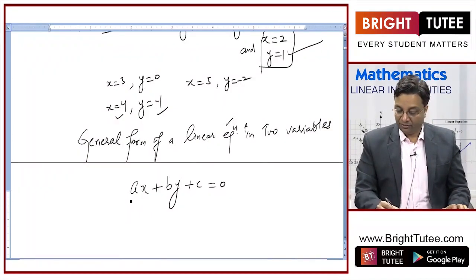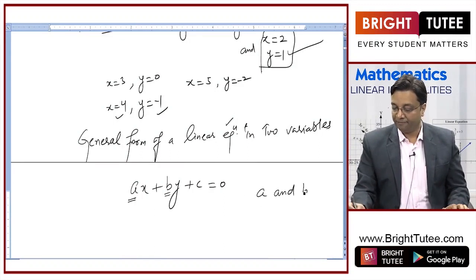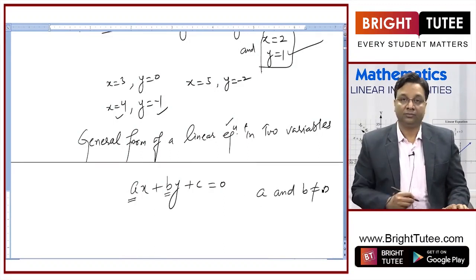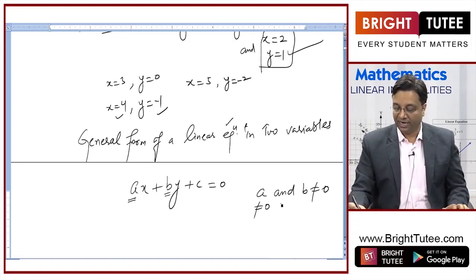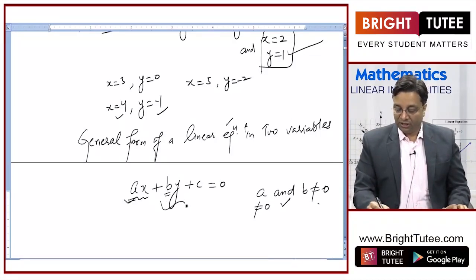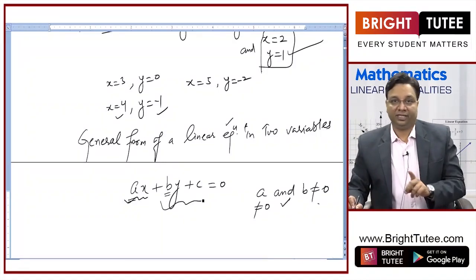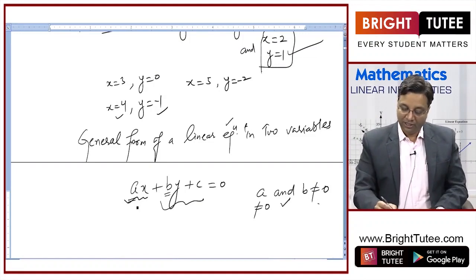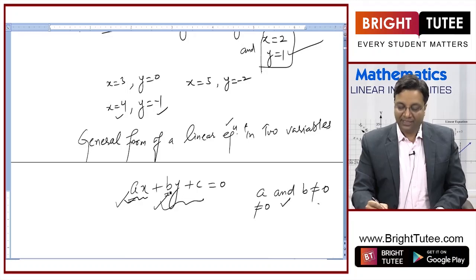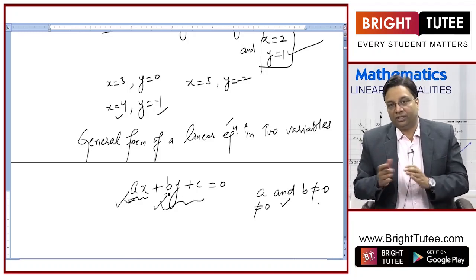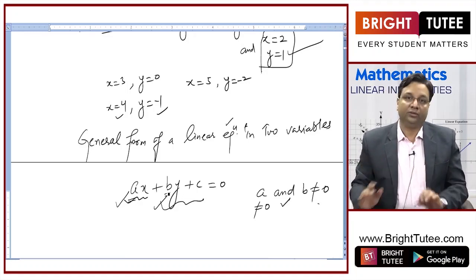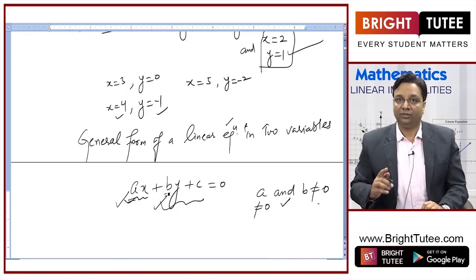Now the key is that a and b cannot be equal to 0. A cannot be equal to 0 and b cannot be equal to 0, because if a becomes 0, this equation will become an equation in one variable, a linear equation in one variable. So for it to be a linear equation in two variables, the coefficients of x and y, or coefficients of both the variables, should be non-zero. Okay, coefficients of both the variables should be non-zero.